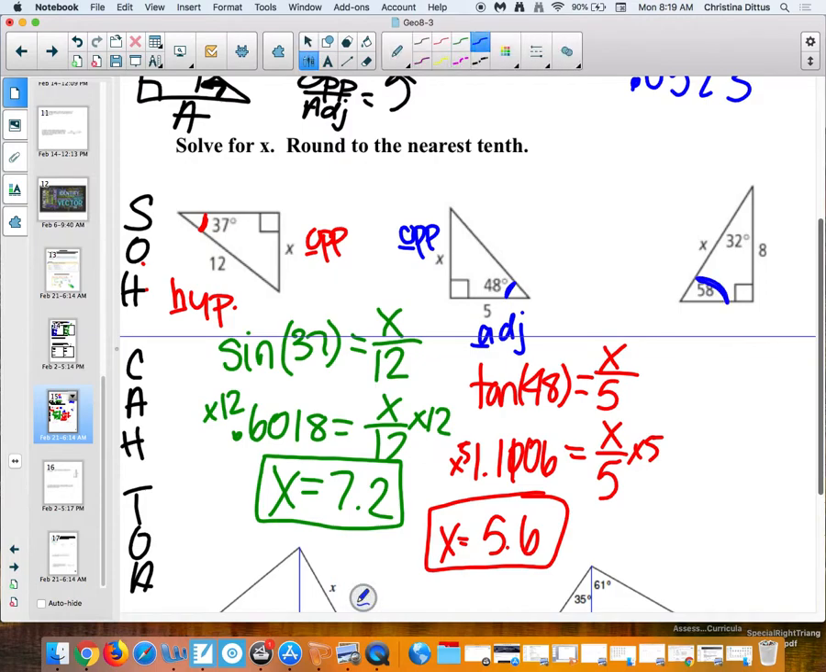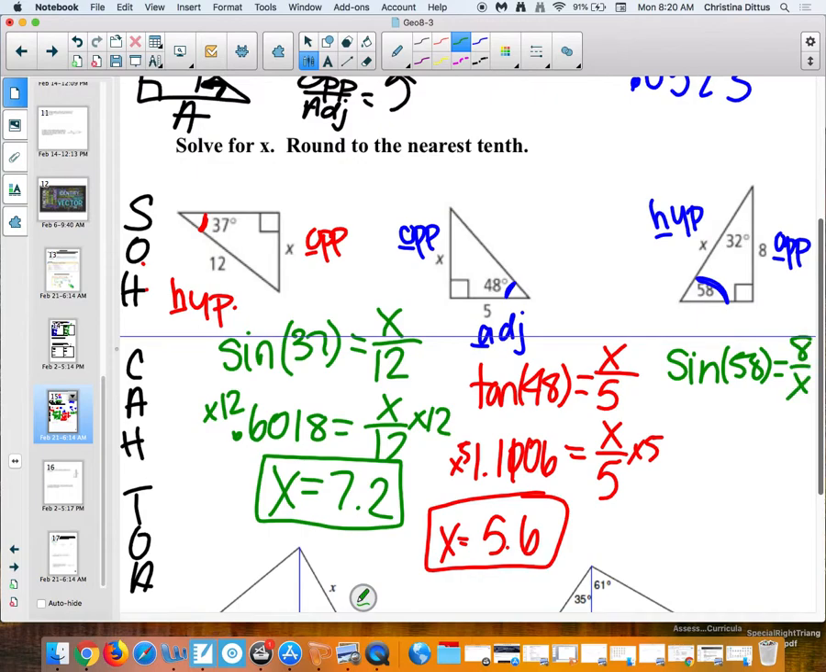Okay, so now you have to remember we're looking from 58's perspective. What side is 8? Opposite, adjacent, or hypotenuse? Opposite. What's x? Hypotenuse. So I got OH. What am I looking at? The sine. So I write sine of 32? 58. 58 has to be whatever angle you're looking at. So sine of 58 equals what over what? X over 8? No, 8's opposite. 8 over x.